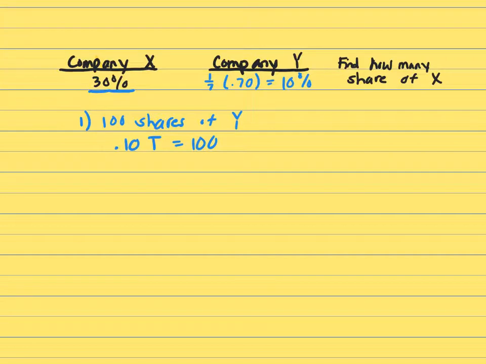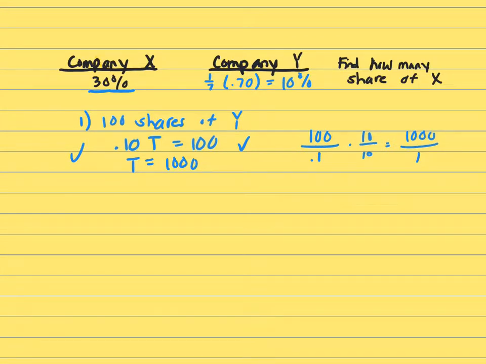So you got 100 shares, and I think you understand this equation here. If I solve for T, that gives me 1,000, if you divide both sides by 0.10. And the way I did that is 100 divided by 0.10, and if I multiply top and bottom by 10, that gives me 1,000. And then 10 times 0.1 is just 1. So clue 1 works.